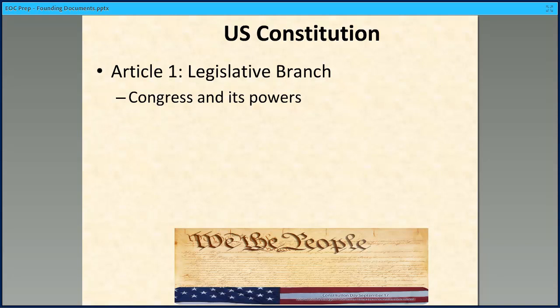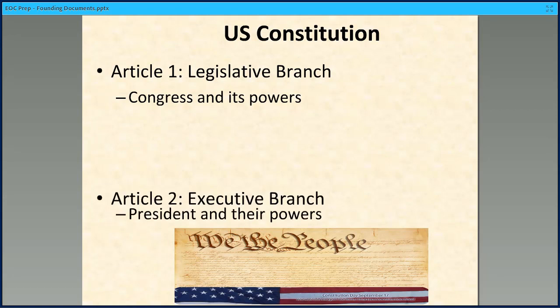Okay, so in Article 1, this is where Congress is essentially built. It spells out exactly what powers Congress has. It spells out terms, qualifications for being in Congress, all sorts of stuff like that. So this is the article where Congress gets all of its power.